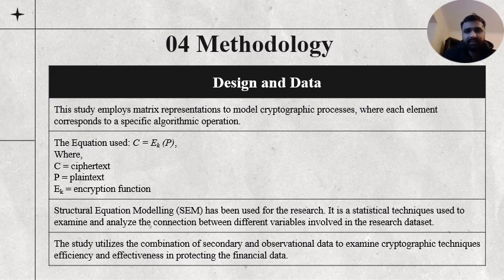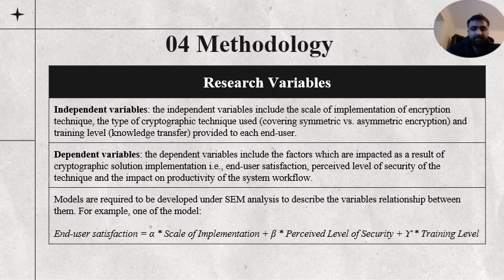So, next slide. Research variables. The variables that we used were independent and dependent variables. The independent variables include the scale of implementation of the encryption technique, the type of cryptographic technique used, covering symmetric versus asymmetric encryption, and the training level or knowledge transfer provided to each end user. Because if the end user doesn't have knowledge of these encryption techniques, it gets a little difficult, so it won't be as useful as it should be.